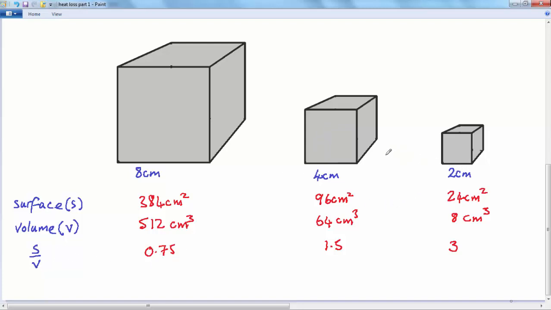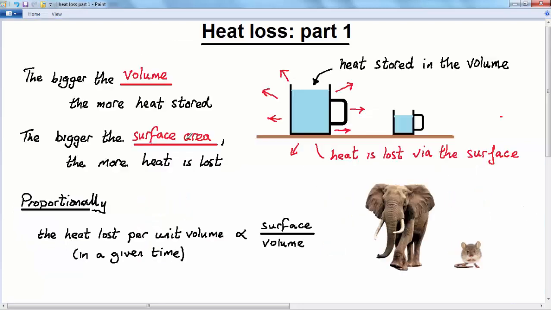So we can say that the rate at which heat is lost from these 3 objects decreases as their volume gets bigger. So as a general rule, we can say this S over V ratio, that's the ratio of the surface area to the volume of the object, decreases as the object gets bigger. Now this is very important in the animal kingdom. So we're going to be considering this heat loss problem in the context of mammals, in particular, and the problems that they have with regard to retaining their heat.